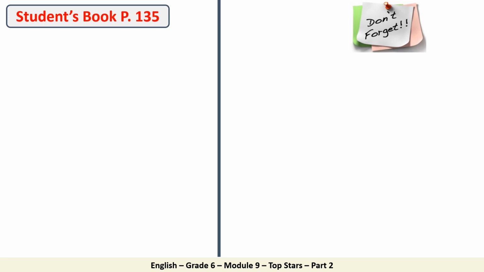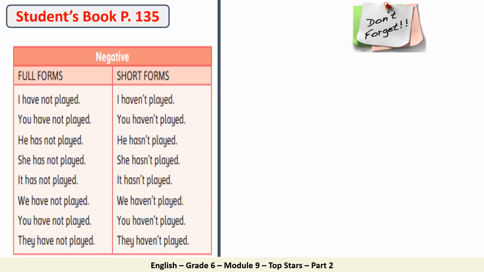To sum up both structures, let's open the student's book page 137 and look at the negative form of the present perfect. So we have I, you, he, she, and so on, all of the pronouns, and then have or has, and then not, and then the verb in the past participle form, whether ed or the irregular form. For example, I have not played, and if I want to use the short form, I haven't played.